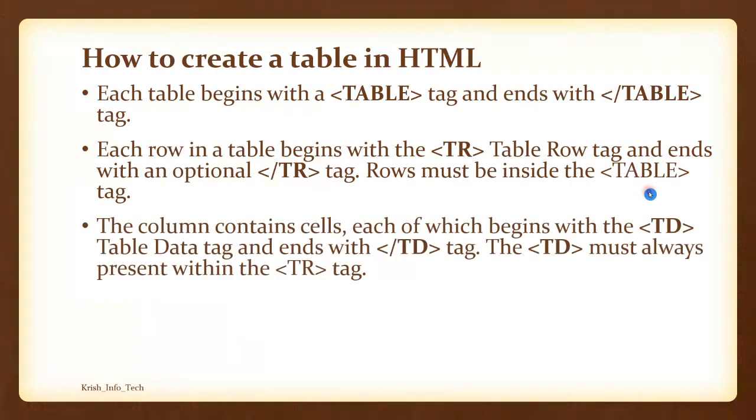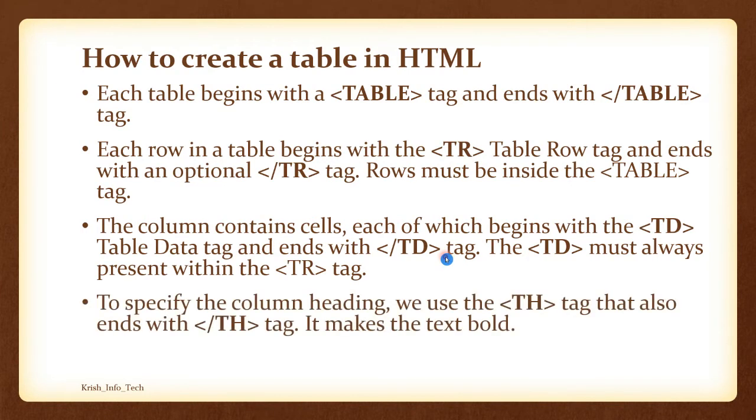Okay, next, the column contains cells, each of which begins with a td. td is table data. When you are going to enter the data inside the table, you have to use this td tag and you need to close it, as again it is a container tag, and td must be kept inside the tr tag. Next, to specify the column heading, we use the th, table heading tag, and that also ends with the closing tag of th, and this automatically makes the text bold.